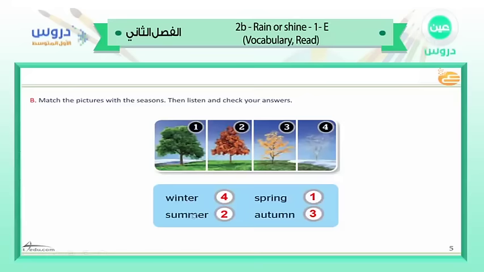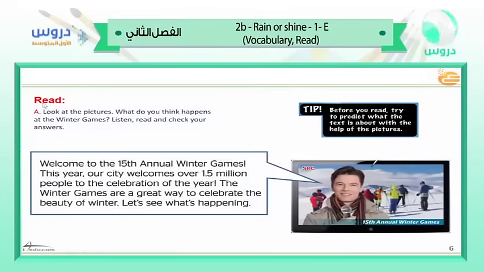Very nice. So those are the seasons that we have during the year. We have four seasons. This one is spring. This one is summer. This one is autumn. And this one is winter. Very nice. Now we have read.